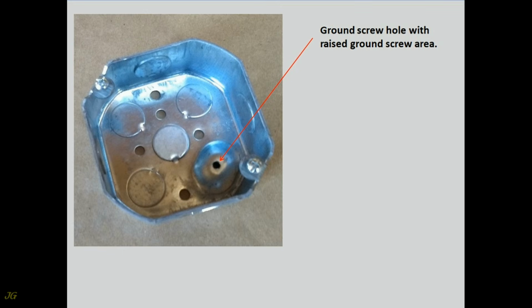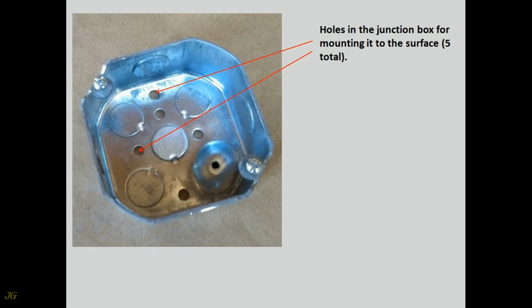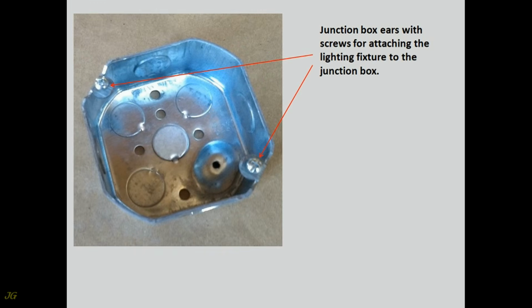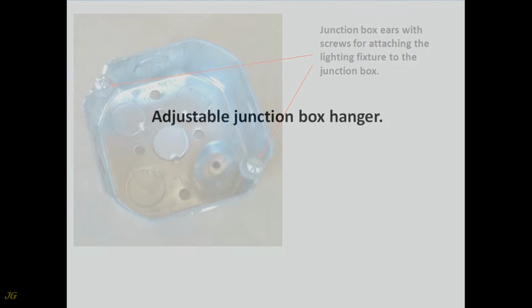Ground screw hole with raised ground screw area. 1/2 inch, or 1/2 inch and 3/4 inch, knockouts, 8 total. Holes in the junction box for mounting it to the surface, 5 total. Junction box ears with screws for attaching the lighting fixture to the junction box.